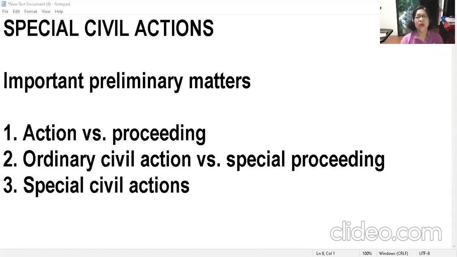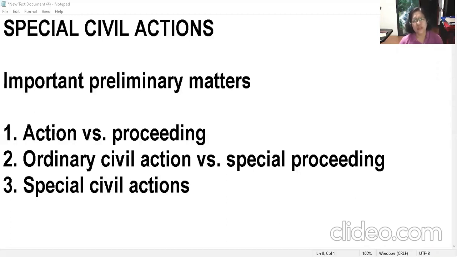Okay? So, ang sa special proceeding naman, like I said, hindi sila nag-aaway pero may hinihingi yung nag-file ng case. So, because that person is asking for something, he is petitioning the court for something. That is why he is called a petitioner and not a plaintiff. And the other party, if there is another party, is called a respondent and not the defendant. Okay? So, yan yung sa special proceeding.